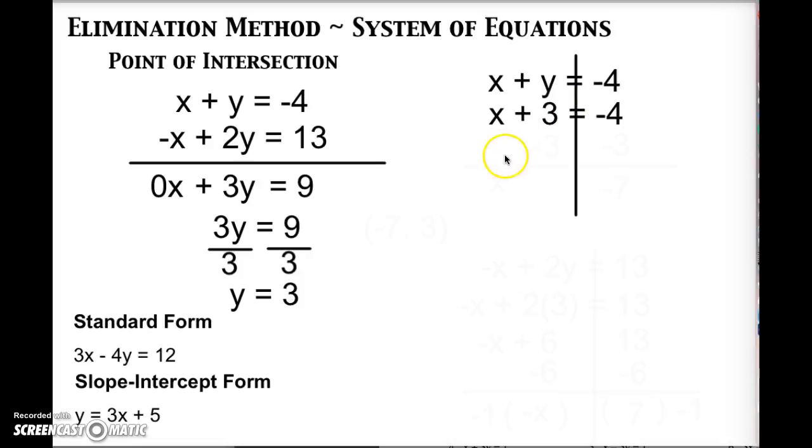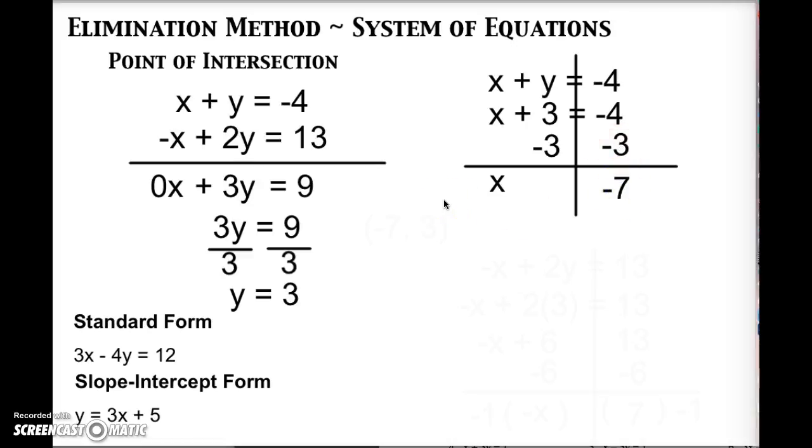The next step I'm going to do is take away 3, or make a 0 pair with positive 3, on both sides. If I do that, on the left side of the equation, I'm just left with x. And on the right side of the equation, -4 and -3 is going to be equal to -7.